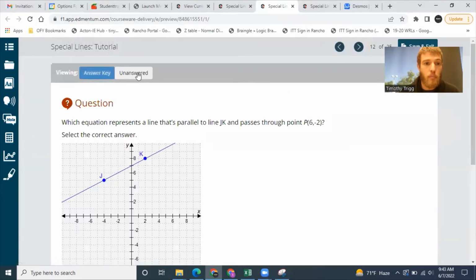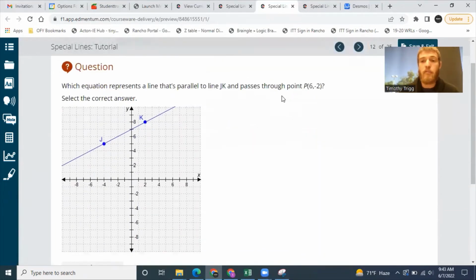But parallel lines are an important topic because they're a big part of many geometric figures, such as parallelograms, rectangles, trapezoids, and many other rectangular objects you're going to see all over the world, right? Even this computer screen that you're probably looking at is a rectangle, which has parallel lines. So let's talk a little bit more about parallel lines. Which equation represents a line that is parallel to line JK and passes through the point P (6, -2)?